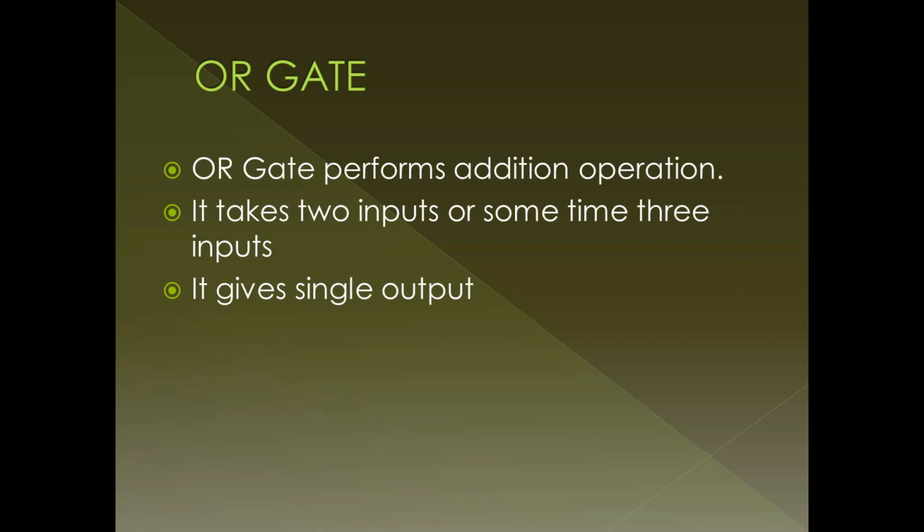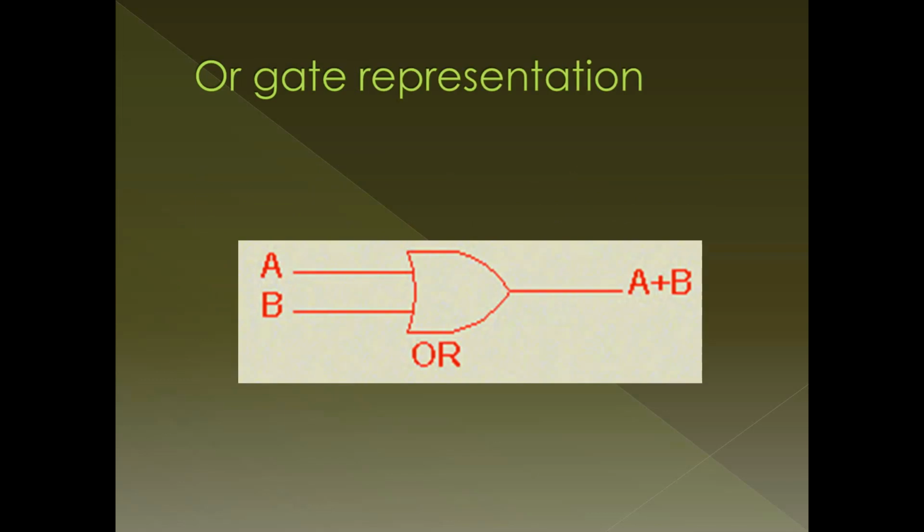Now we'll move on to the next gate, the OR gate. The OR gate performs the addition operation. Here again, the OR gate can be supplied with 2 or 3 different input signals. For both, we get only one single output. Now this is the symbol that is used for the OR gate. Two signals A and B are supplied to the OR gate and it gives a single output, that is the operation A plus B.